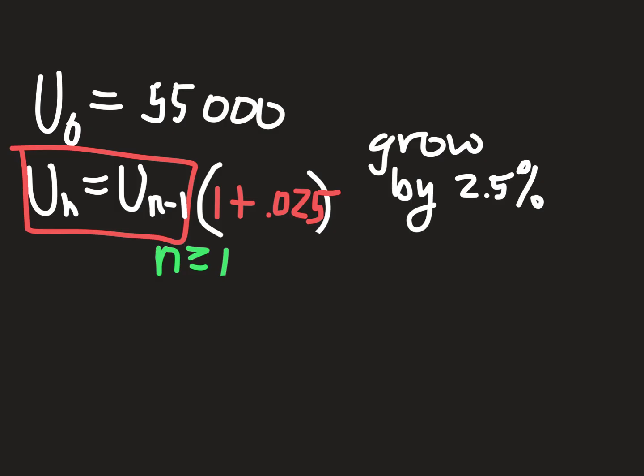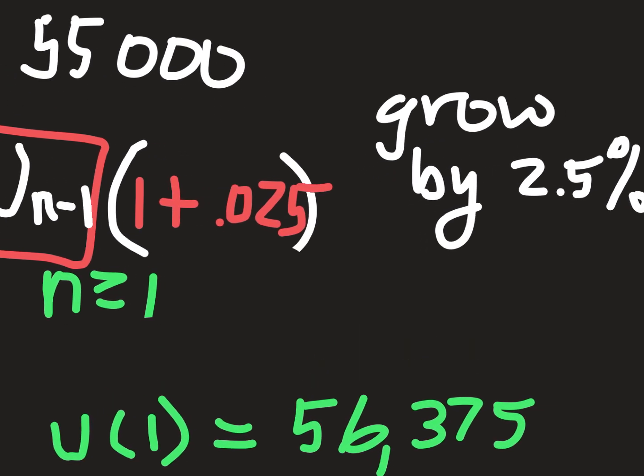Yay. All right, so, can you tell me, what was the final answer for U sub 1? 56,375. All right, cool. So if that was money, that was 1 year of interest. Did we need to say divided by 1? Of course not. Divide by 1 doesn't even do anything.